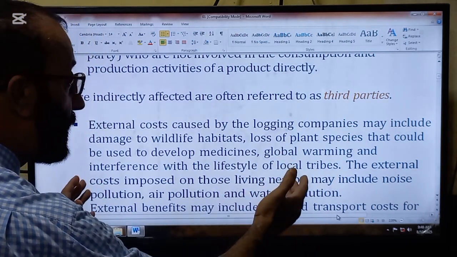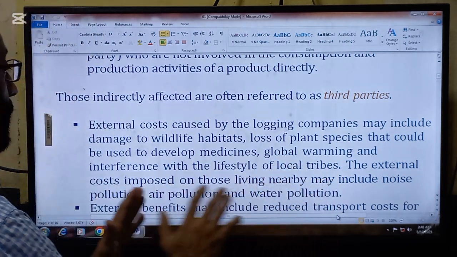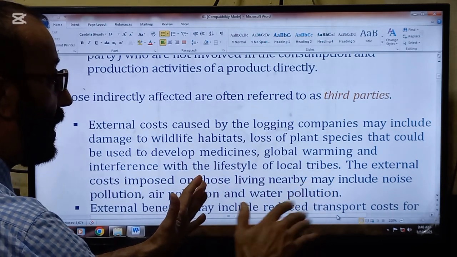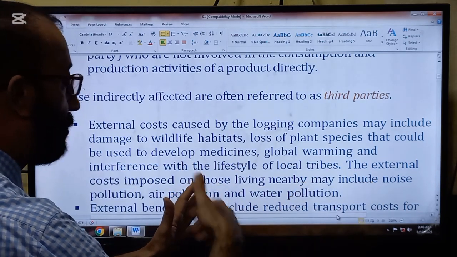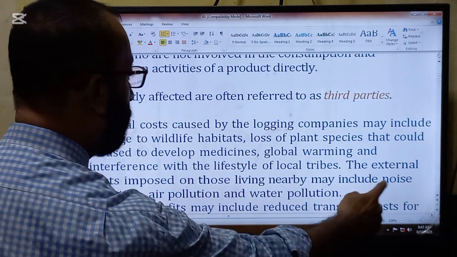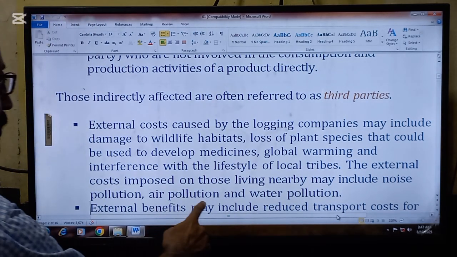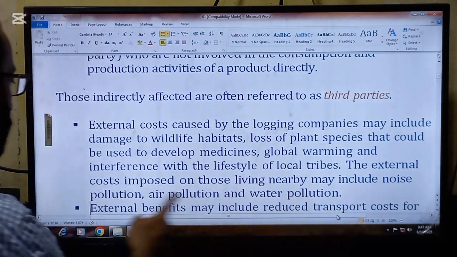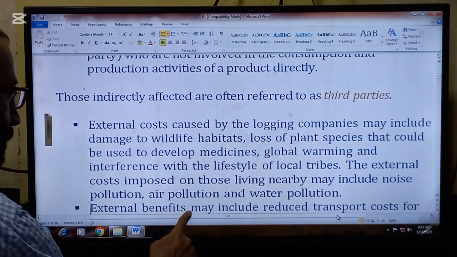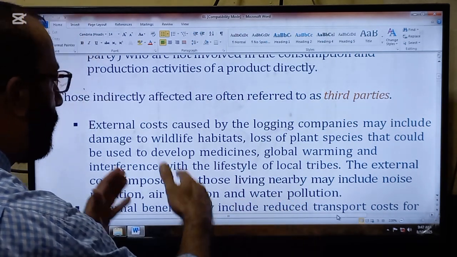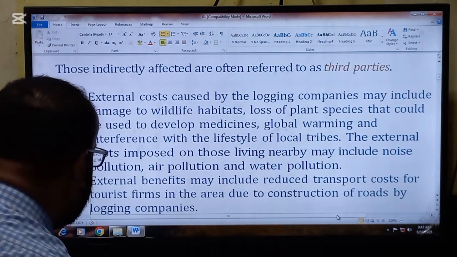So these are the external costs which are actually put on the outside of the logging company. The external cost imposed on those living nearby may include noise pollution, air pollution, and water pollution. So these are the external costs.